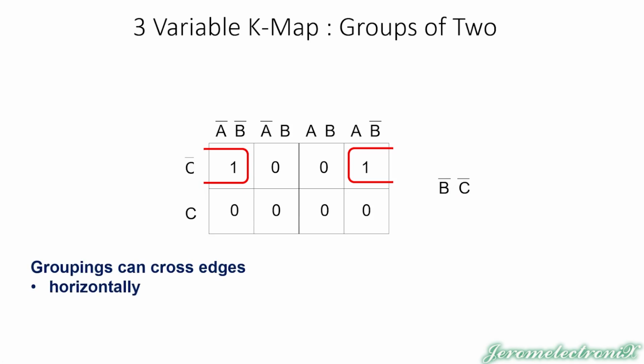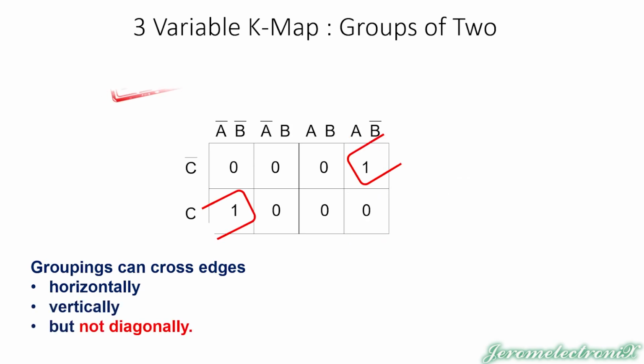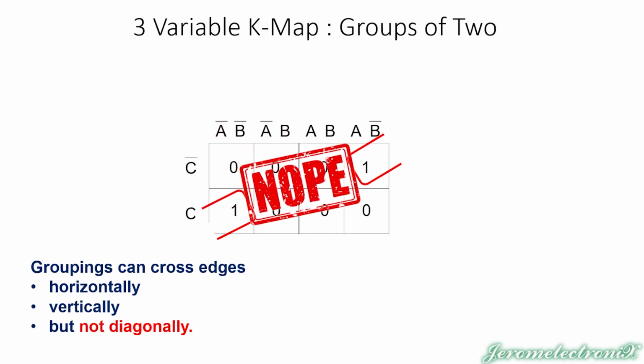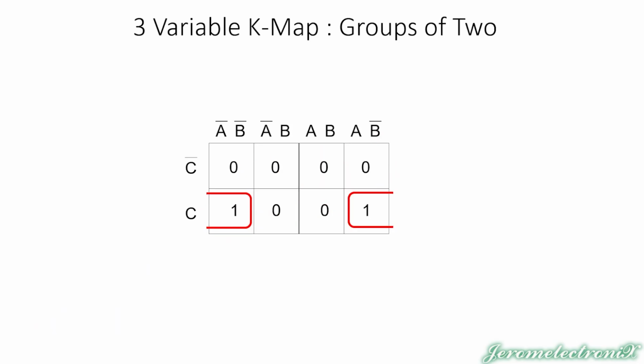Groupings can cross edges horizontally. By the way, groupings can also cross the edges vertically. But groupings do not cross diagonally. You cannot, at any time, in any case, group things diagonally. Don't ever do that. That gives you the wrong answer. Okay, so let's continue. What's the simplification of this? It is not BC.